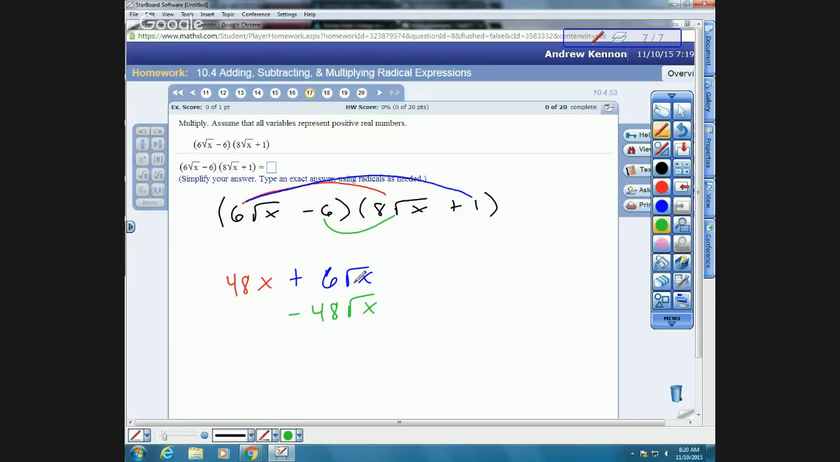Again, I wrote that in this column because I'm going to be able to add these together because they're the square root of x. So now negative 6 times 1 would be negative 6. See if we can't combine some stuff here. So I have 48x minus 42 square root of x minus 6. And that's all I can combine together. So that would be my answer.